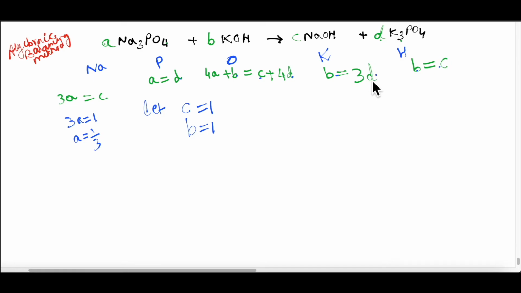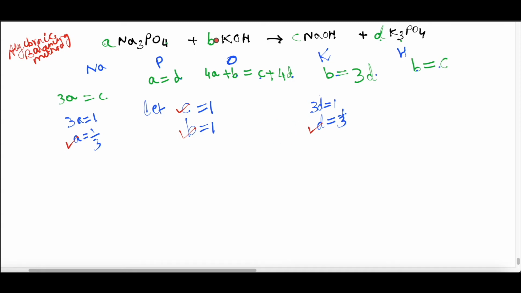Now we are left with D. So to get the value of D, what we will do? Yes, we will put down the value of B, which we have already taken out to be 1. So 3D is equal to 1. Therefore D is equal to 1 by 3. So now we have got all the values of the alphabets, that is A, B, C and D.